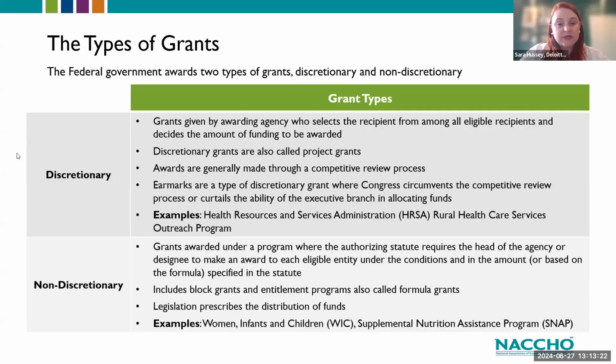For non-discretionary grants, the funding is authorized through a statute and requires a specific formula or other like-to-like comparison of what that funding will look like. Non-discretionary grants are things like block grants, entitlement programs, etc. Some that you might be familiar with include the SNAP program, WIC funding, things like that.